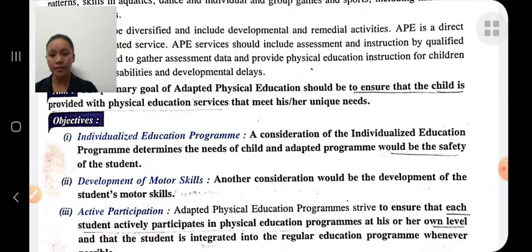The first objective is an individualized educational program. The educational program should be individualized according to the needs of the student, because every student is different. Different students have different disabilities. Therefore, their educational programs should be different according to their needs. Adaptive physical education also develops motor skill and active participation. They should motivate the child to participate in the physical education program.